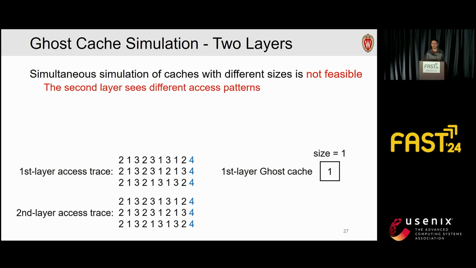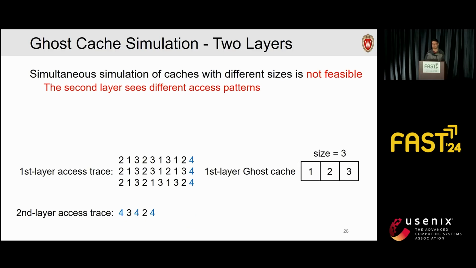Accesses that are missed in the first layer go to the second layer. If the first layer size is only 1, it misses all the accesses, and the second layer sees the same skewed access pattern to entries 1 through 3. With the same trace, if the first layer's size is 3, most of the accesses to entries 1 through 3 hit in the first layer, but all accesses to entry 4 miss and go to the second layer. Then, the second layer sees a different access pattern that is skewed to entry 4. Thus, it is not possible to simulate these two configurations simultaneously.